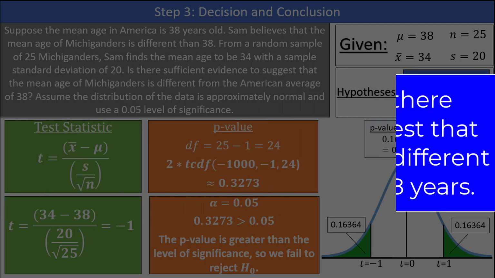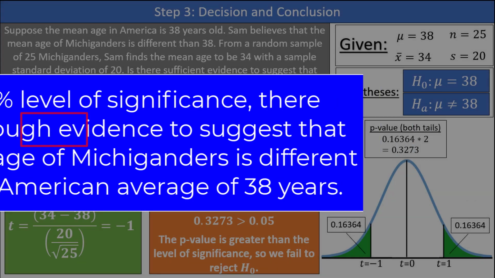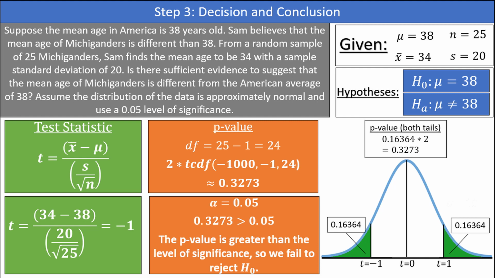Our conclusion is that at the 5% level of significance, there is not enough evidence to suggest that the mean age of Michiganders is different from the American average of 38 years. Remember to use "is not" when you fail to reject the null hypothesis, and "is" if you were to reject the null hypothesis. Alright, that finishes up our example.